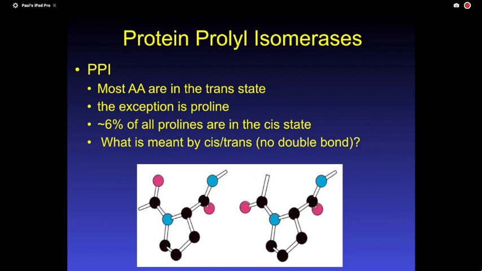The same side of what? The opposite side of what? A what? What is that? Trans, right? And this is cis. Okay? But to have cis and trans, you have to have a what? Double bond. Does proline have a double bond? No. So how can you have a cis and how can you have a trans with no double bond?